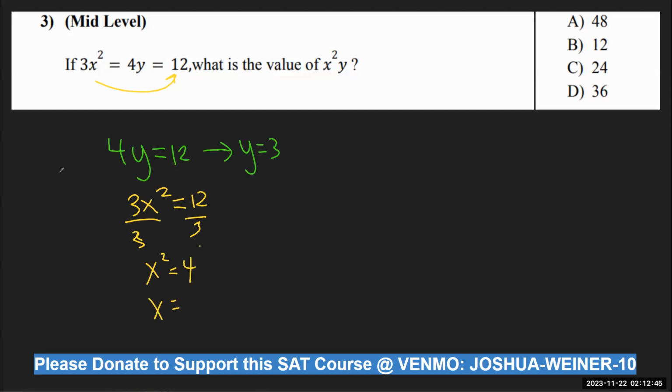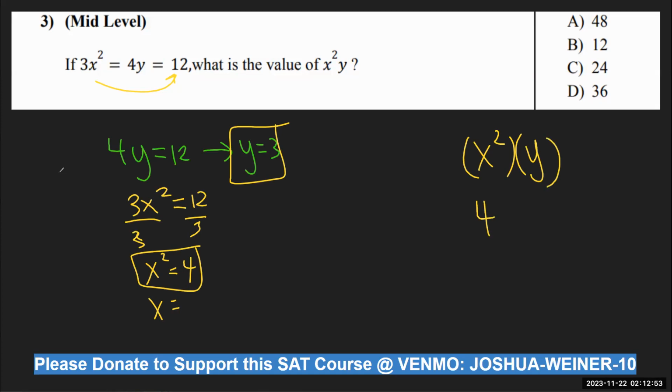Oh, wait, x squared is 4. That's what we're combining. We're combining x squared times y. Well, x squared is 4. It doesn't matter if it's plus 2 or minus 2. Y is 3. We get a grand total of 12. The correct answer was B, 12.